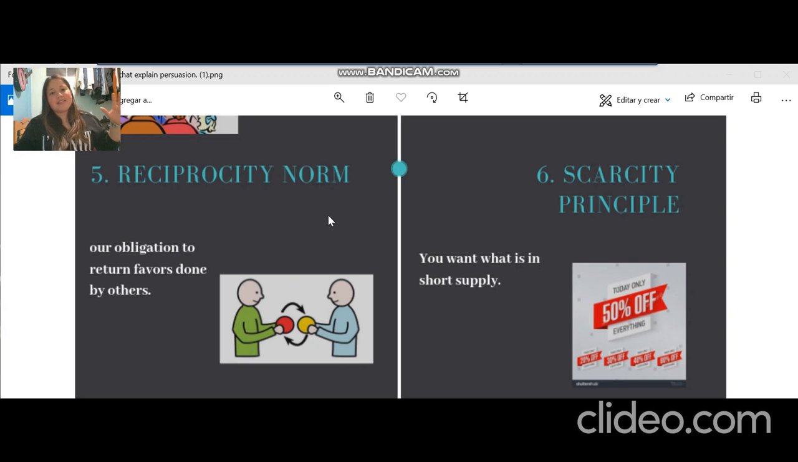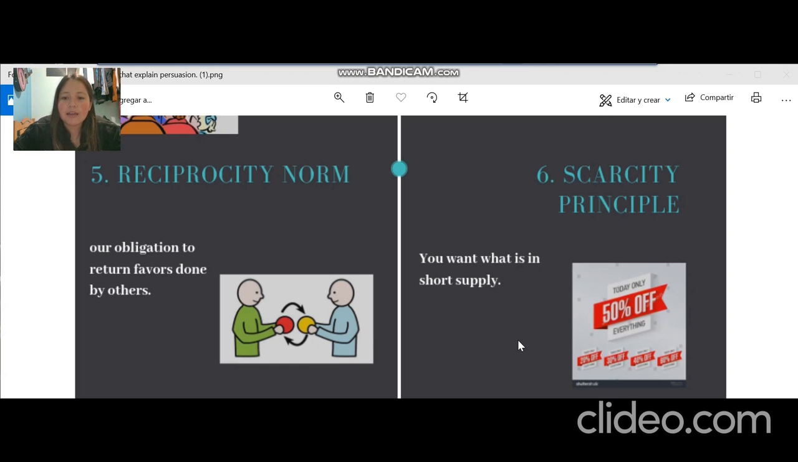Okay, and the sixth theory is the scarcity principle. What happens is that in our need to control our world, choice is an important freedom. If something becomes scarce, we want it more. This desire increases even more if someone else could get it.